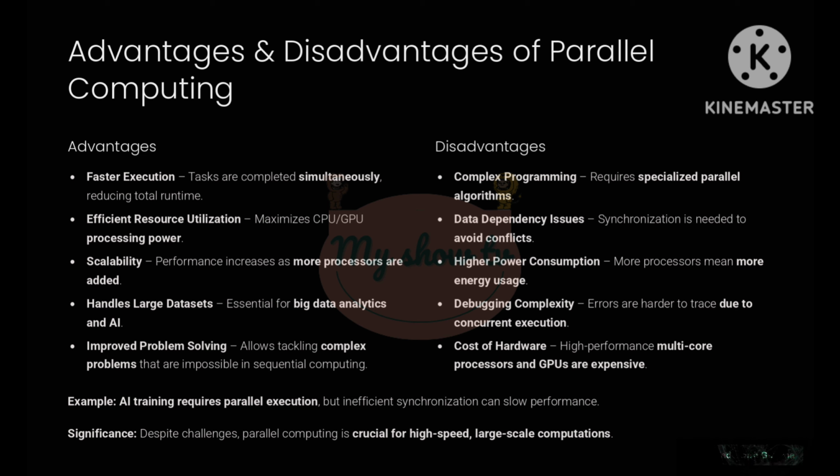4. Debugging is difficult. Since tasks are running at the same time, tracking bugs is harder than in sequential programs. 5. Cost of hardware. High performance processors, GPUs, and clusters are expensive. So while parallel computing is powerful, careful design and resource planning are essential.